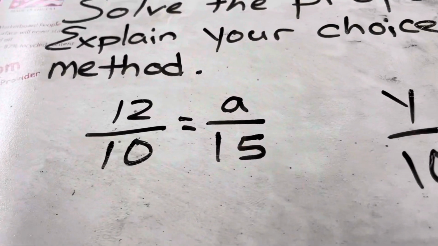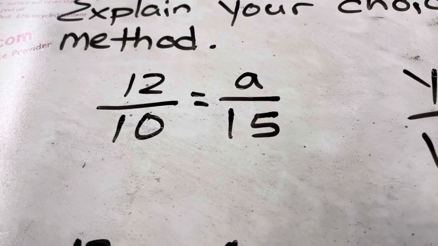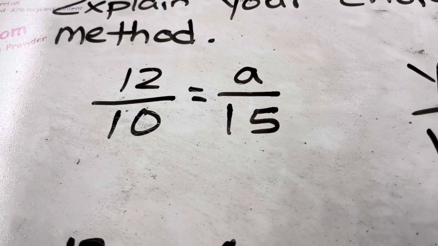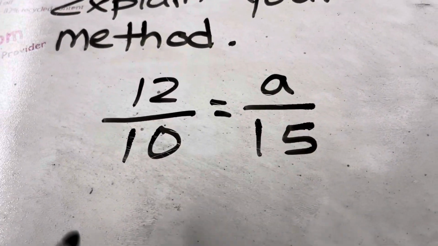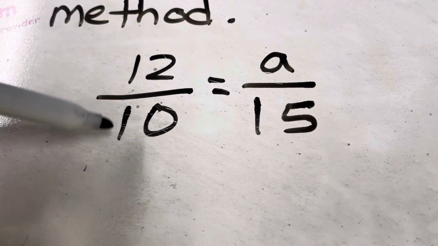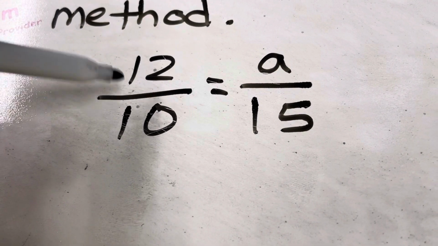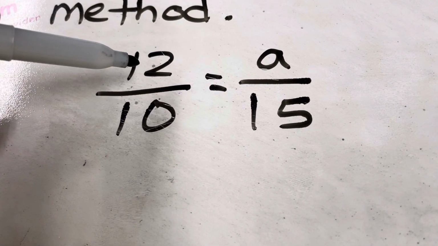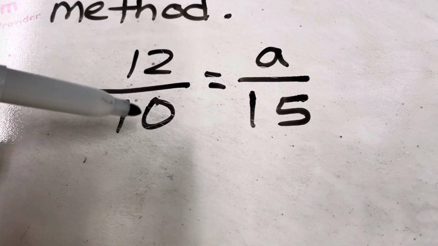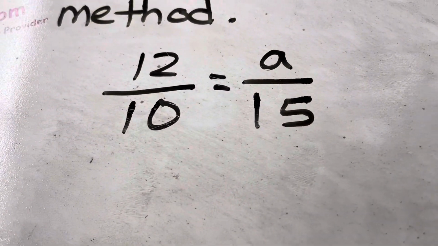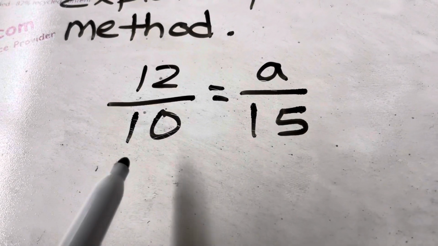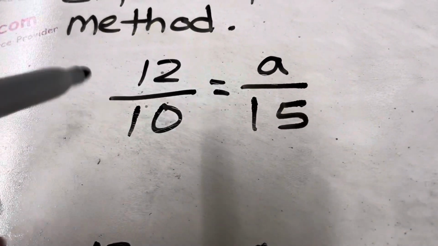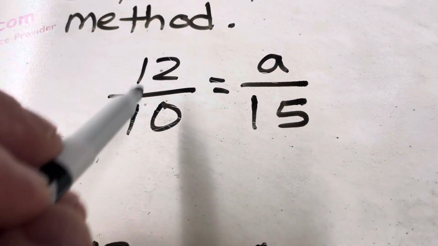Moving right along. 12 over 10 equals a over 15. I'm going to show you another way to do it, and this is a good example because this fraction is not in simplest form. I can't do 10 times something to get 15. Now, I could do the cross multiplying, 15 times 12, and make that equal to 10 times a. But another way to do this is to simplify this fraction.